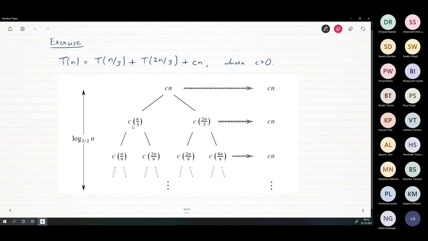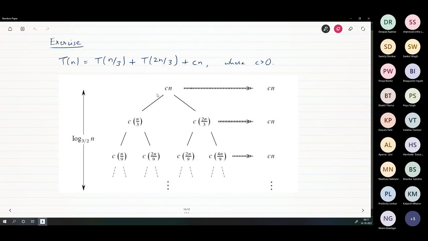Now try to repeat this. Repeat this for T of n by 3 and you will get T of n by 9 plus T of 2n by 9 plus C times n by 9, and then C times 2n by 9, then C times 2n by 9 and C times 4n by 9. These will be the two terms that you get for each of these when you expand this. You will have to write the tree at least up to the 0th level, first level and second level, to understand what is going on. Now if you add these costs, you will again get Cn. So it should be clear that at every level the total cost is going to be Cn.